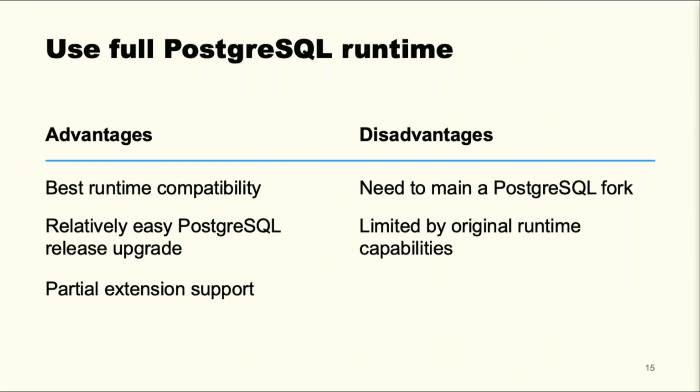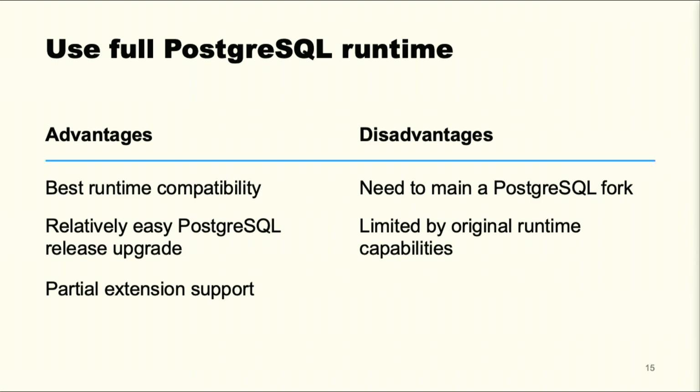And in this case, the advantages and disadvantages are kind of flipped, in the sense that you are getting most of the compatibility with original Postgres because you are using so much of its original code base. So your system will behave almost the same. And also it's relatively easy to move to the next PostgreSQL version when it's released, because you are changing only a relatively small part of it. And you can even support some extensions that don't really rely too much on how data is stored.